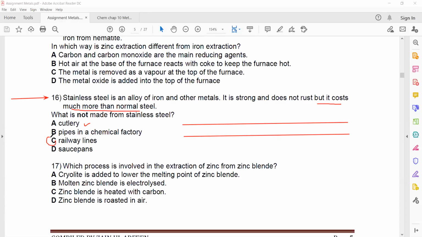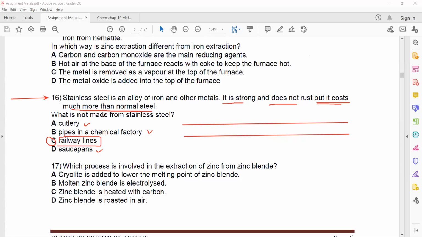So C is the correct answer. Saucepans are made up of stainless steel. Pipes in a chemical factory are also made up of stainless steel. Why not railway lines? Because you can see the answer is given in the question. It is strong, does not rust, but it costs much more than the normal steel.